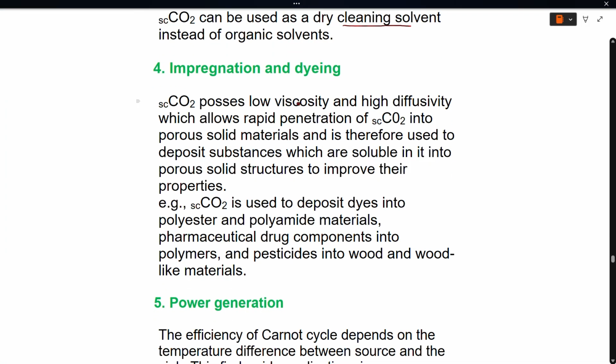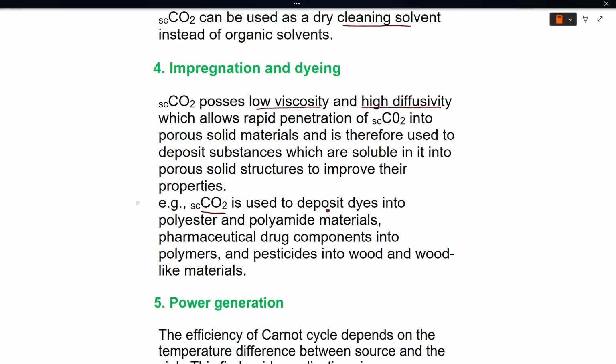Next is impregnation and dyeing. Since it has very low viscosity and high diffusivity, supercritical carbon dioxide can be introduced into some porous material to introduce certain substances into it, like dyes or anything to improve the characteristics of that particular compound. Supercritical carbon dioxide is used to deposit dyes into polyester and polyamide materials. Then introducing pharmaceutical drug components into certain polymers, then pesticides into wood and wood-like materials. All these can be done using supercritical carbon dioxide.